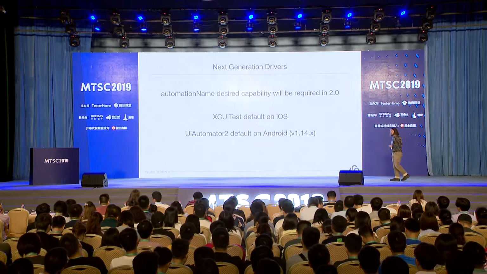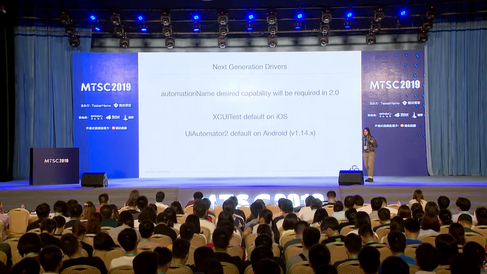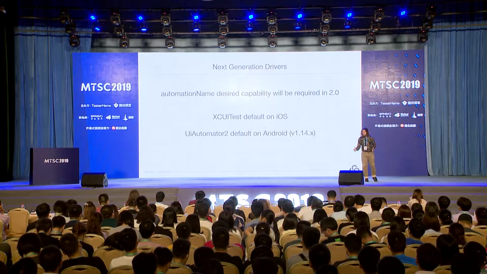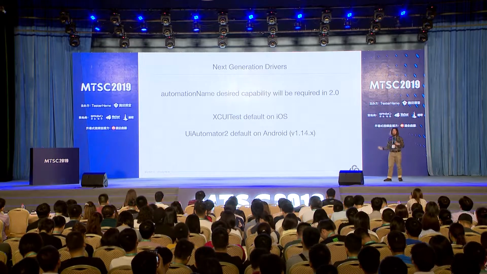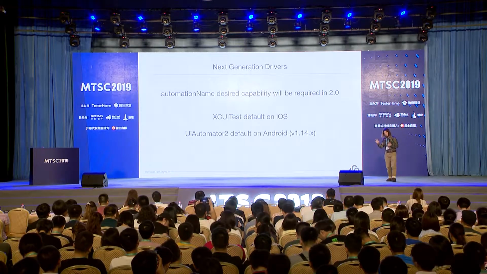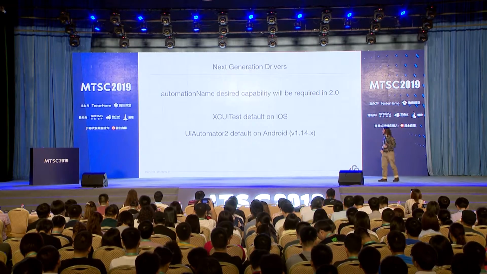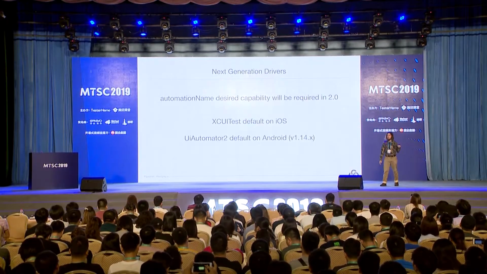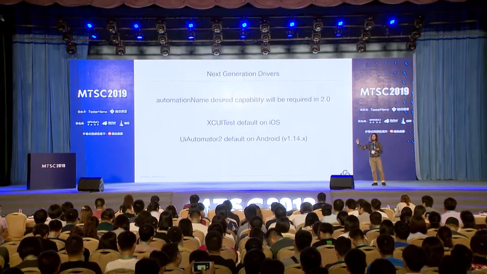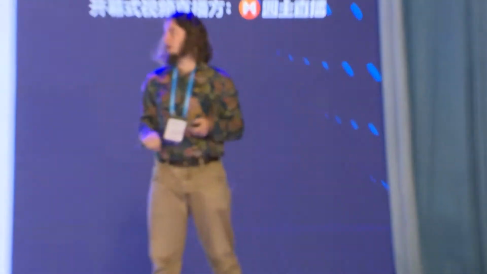Appium has also been working on all of its different drivers. I think last year Jonathan talked about the architecture of Appium with all the different drivers. Right now there are 2 drivers for iOS and 2 main ones for Android, or kind of 3. So in version 2.0, the automation name desired capability will be required. Right now it's optional. Also, right now, XCUITest is the default on iOS, and UiAutomator2 is the default on Android.